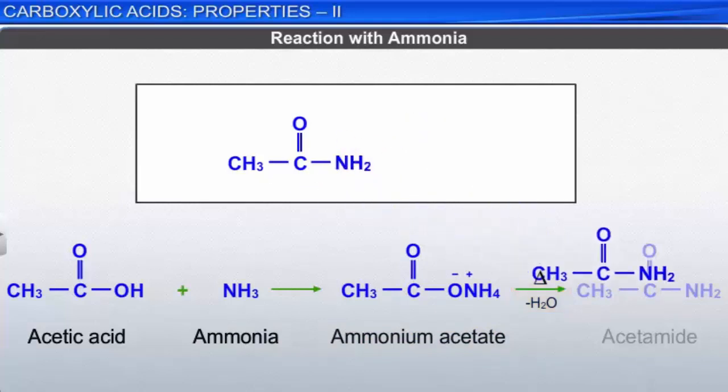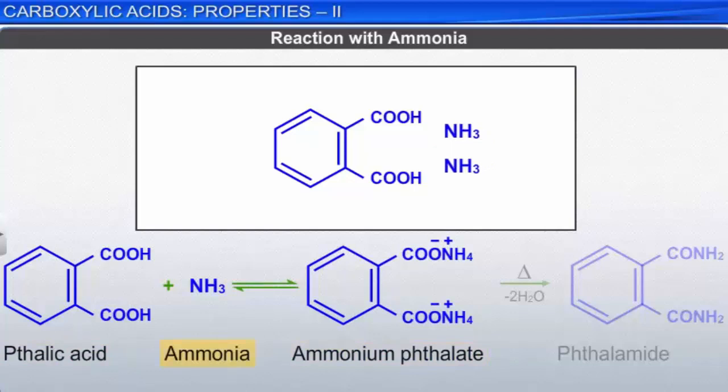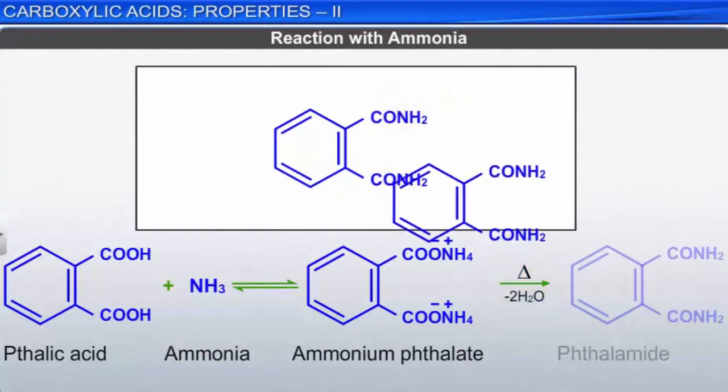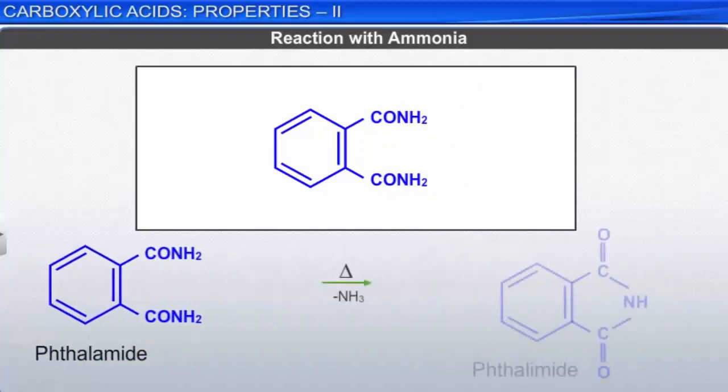Similarly, a dicarboxylic acid such as phthalic acid forms ammonium phthalate on reacting with ammonia. On heating, ammonium phthalate loses two water molecules to form phthalamide. When this phthalamide is heated further, it loses an ammonia molecule to give phthalimide as the final product.